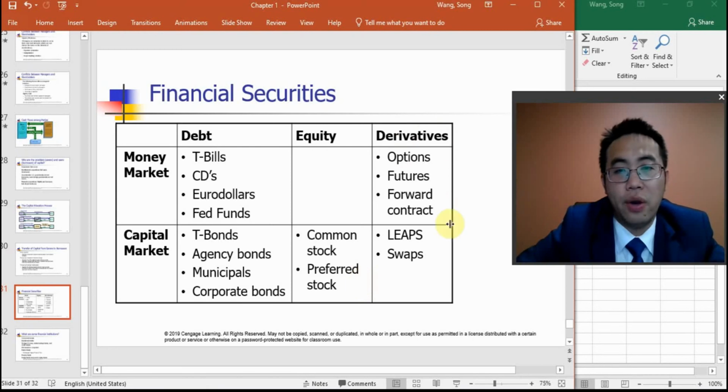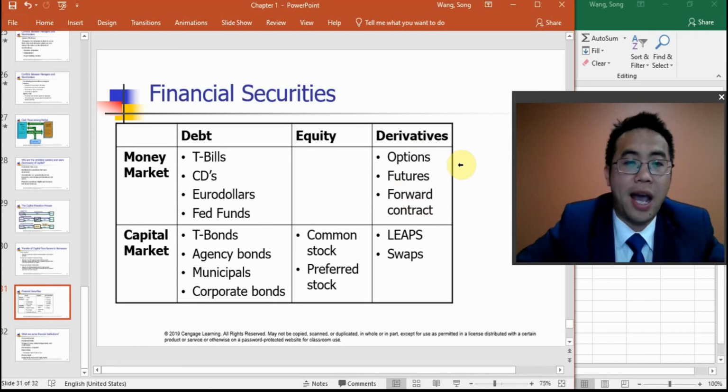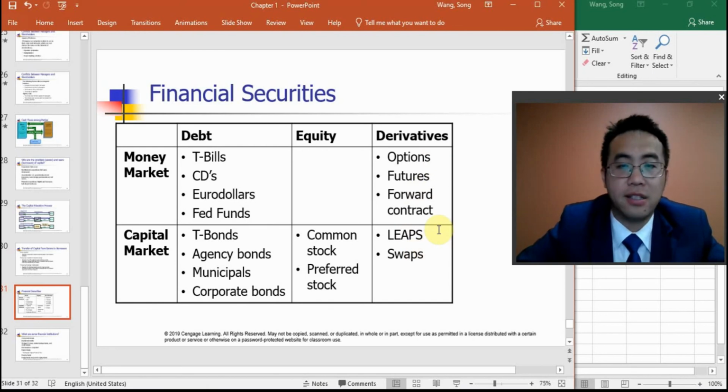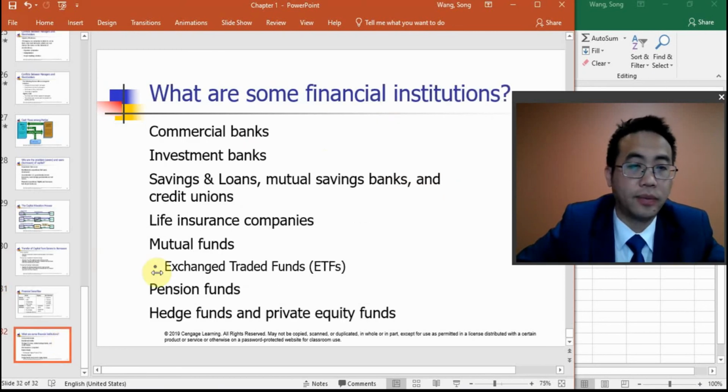And there are also derivatives, and derivatives are a different animal. They have a value, but that value is derived from the primary assets like stocks and bonds. These derivatives include options, futures, forwards, swaps, and so on. For the elementary level of finance class, I'm not covering these derivatives, but only focusing on debt and equity.